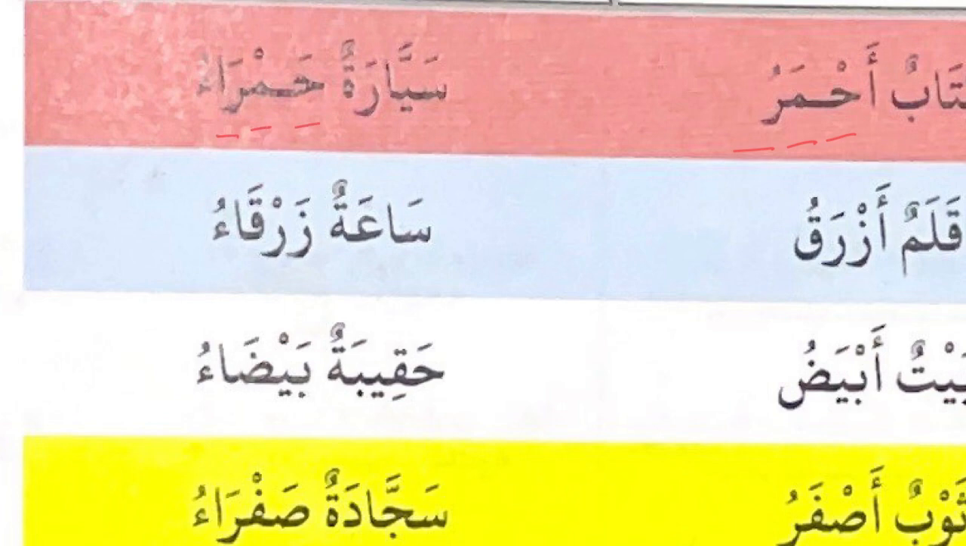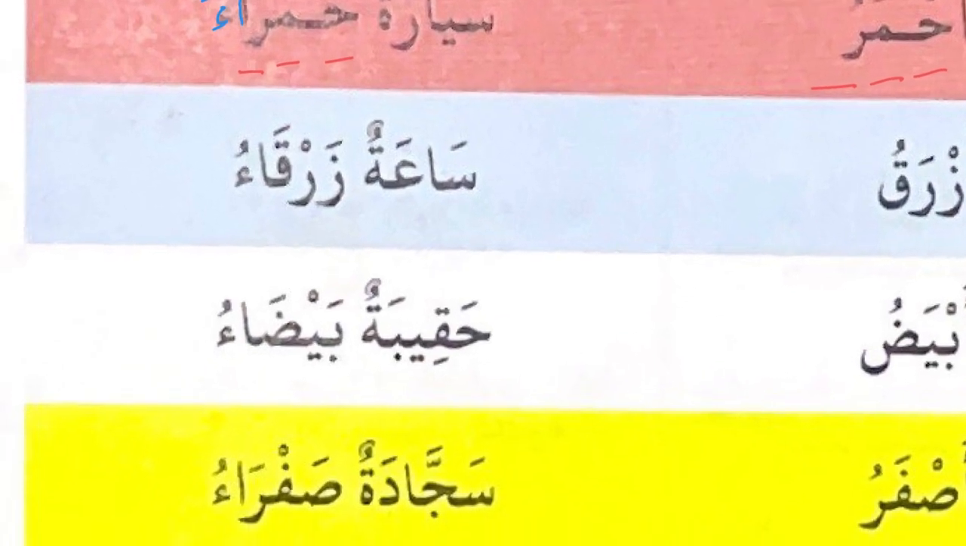What is the difference? The mudzakkar version comes with an alif in the beginning, but in the muannas version there is no alif, and it ends with alif and hamzah. So instead of ahmar, it becomes hamra. Hamra is red, but for a muannas word. Sayyara hamra.